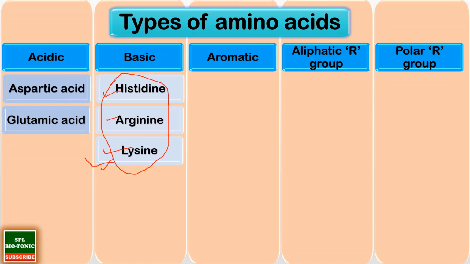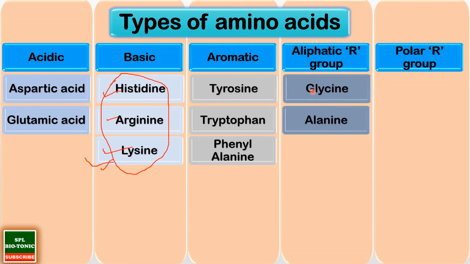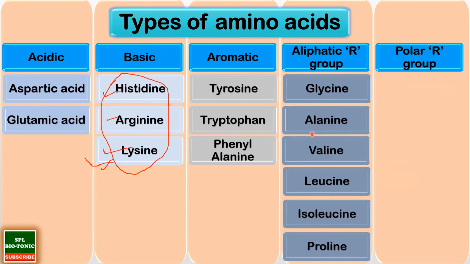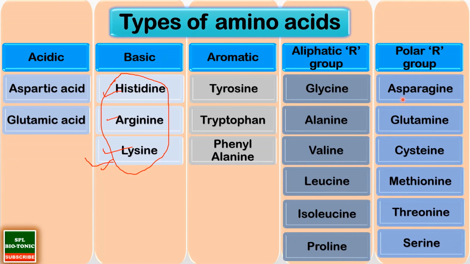Now if you look at aromatic compounds, these are the aromatic amino acids: tyrosine, tryptophan and phenylalanine. This tyrosine is helpful for the formation of thyroid hormone, which we'll see later on, T3, T4 especially. Now aliphatic amino acids are glycine, alanine, valine, leucine, isoleucine and proline, whereas the polar R group amino acids are asparagine, glutamine, cysteine, methionine, threonine and serine.